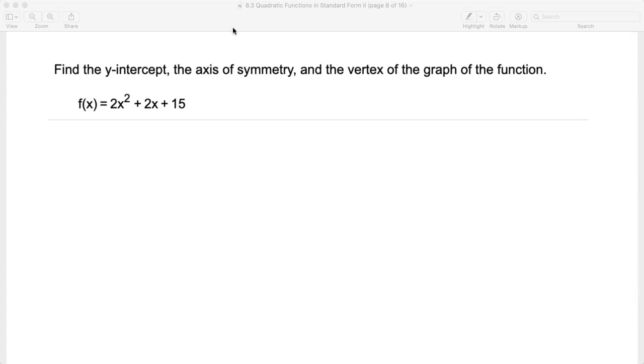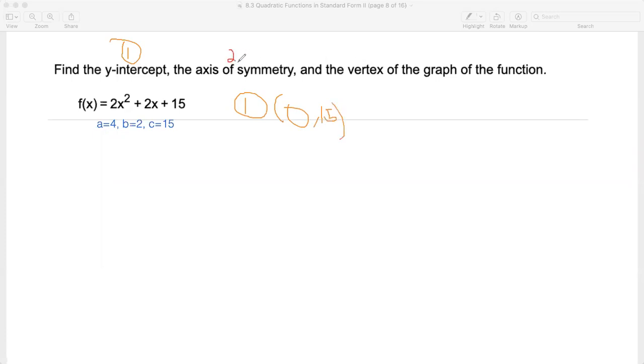All right, welcome back. First thing I'm going to do is label my A, B, and C. A is 4, B is 2, C is 15. All right, so my y-intercept is always the easiest. Let's go ahead and find that in orange. Your y-intercept is going to be 0, comma c, so that's going to be 0, comma 15. All right, not so bad.